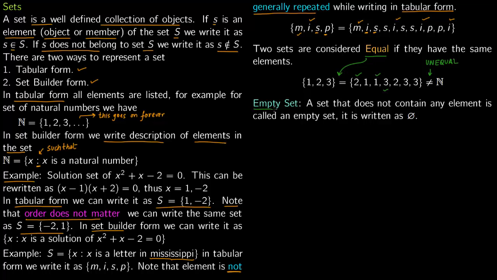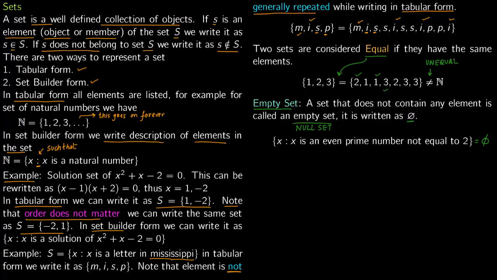Now we talk about the empty set. A set that does not contain any element is called an empty set. Sometimes this is also called the null set, and we denote it by this symbol. For example, x such that x is an even prime number not equal to 2. This is a null set because the only even prime number is 2, and we are saying that we want an even prime number which is not 2.